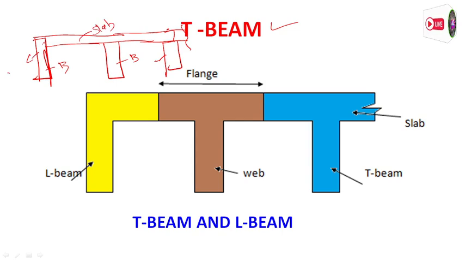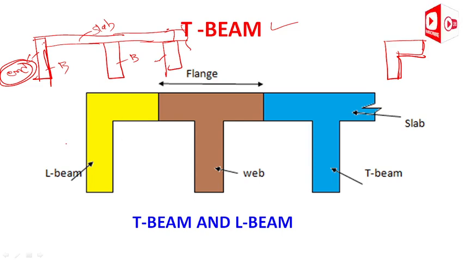But this is an end one, so this is the end portion of the structure. If you want to design this one as an L beam, you have to take it like this, as you can see in the sketch. You have to consider this one as an L beam, and this portion we consider as a T beam.